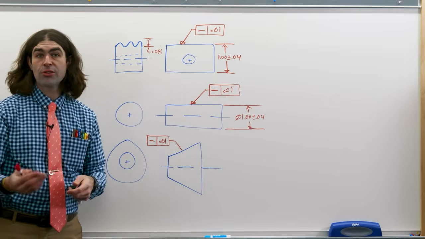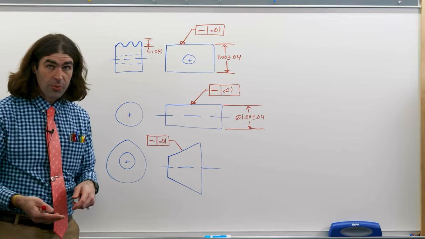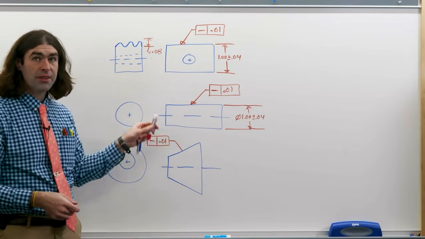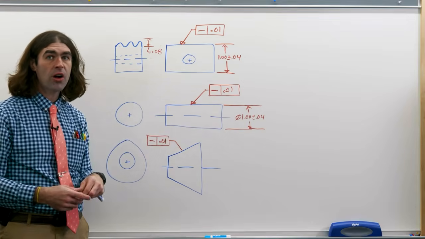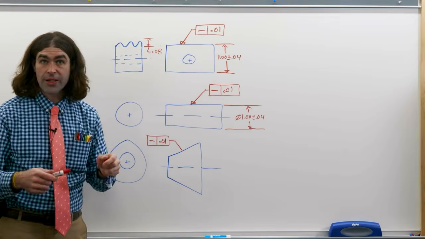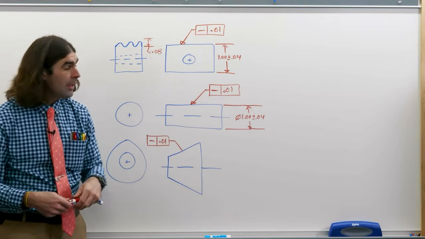So this is applying to the surface elements of a cylinder. This is pretty straightforward to check. You just put it in a V block and run an indicator across. Same thing here. You could just run an indicator across and look at the indicator reading.